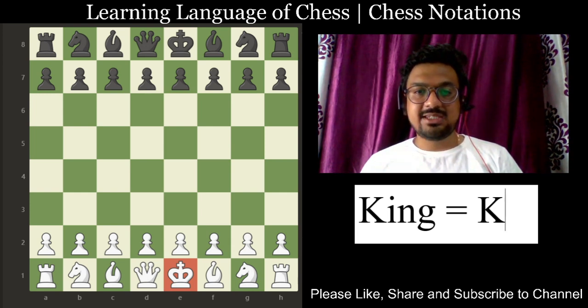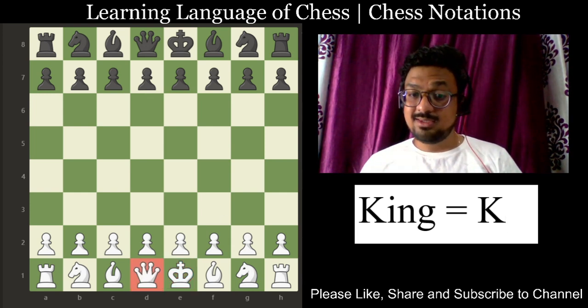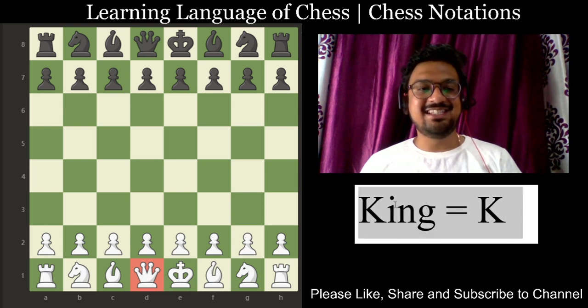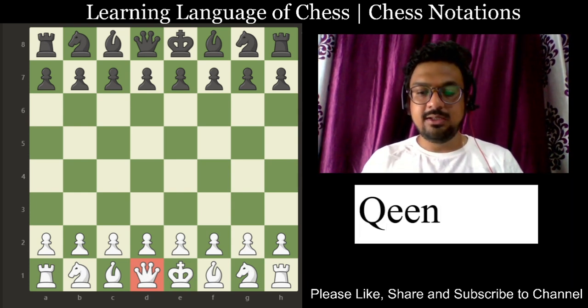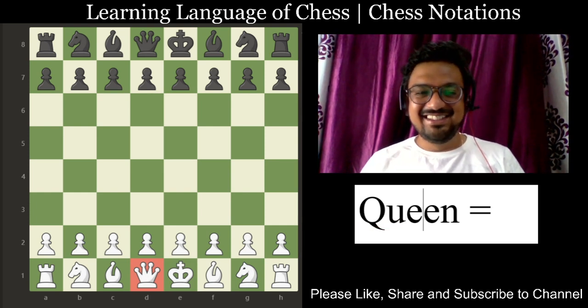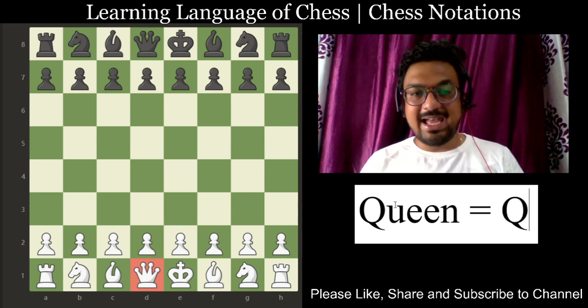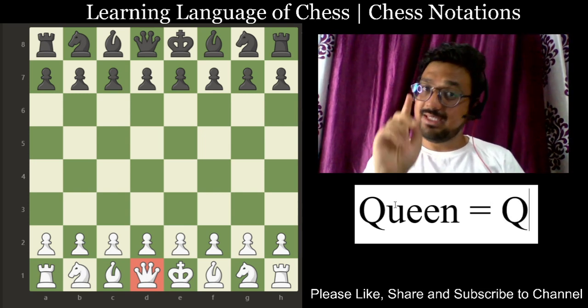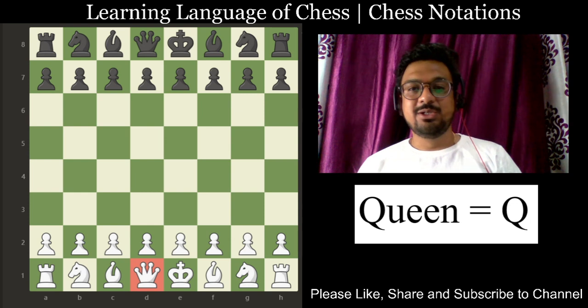Let's go to the next piece, which is the queen. Oh, sorry, I missed a U in the queen. The queen is called Q. That's again the first letter of queen, so it goes with Q.